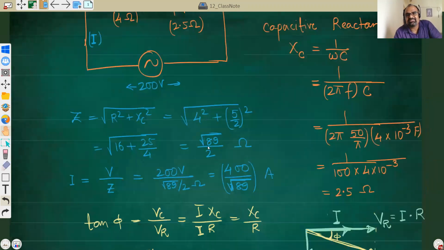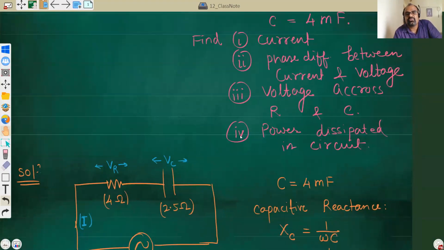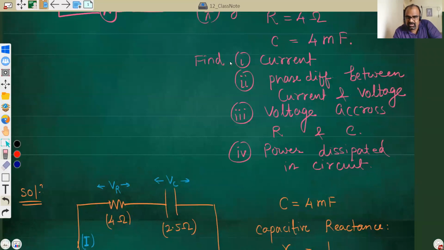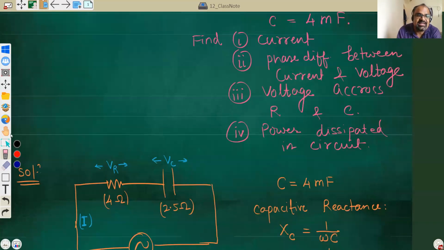Now let me go back and see what was the next part. Yeah. So we are able to find the current. Done. We are able to find phase difference between current and voltage. Done. We are able to find voltage across resistor and capacitor. Done. Now we have to find power dissipated in the circuit. Now this will be slightly new to you.